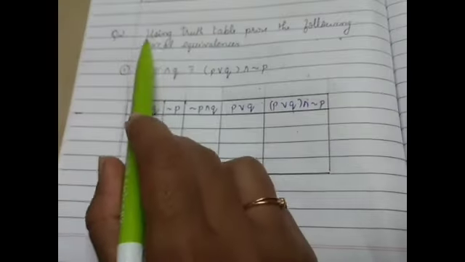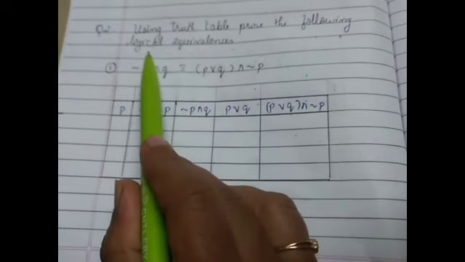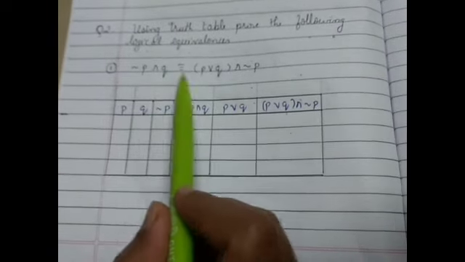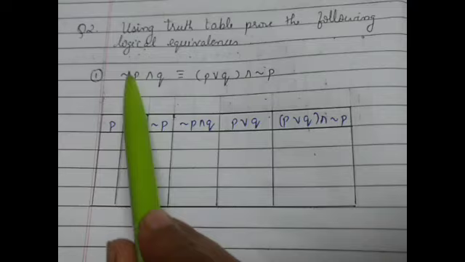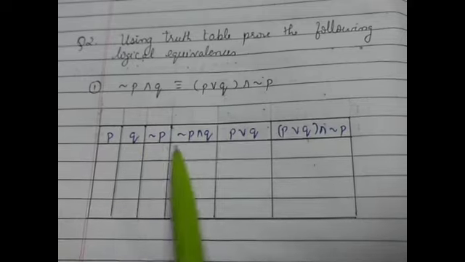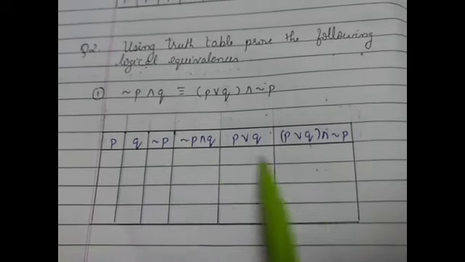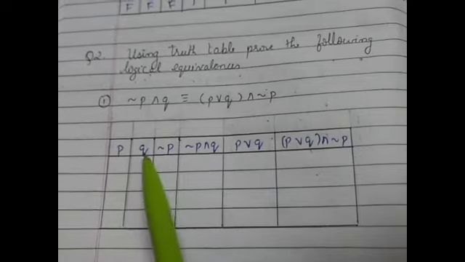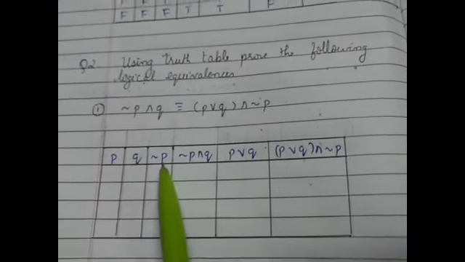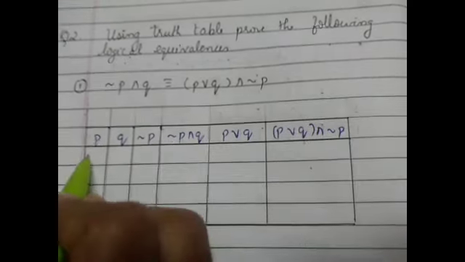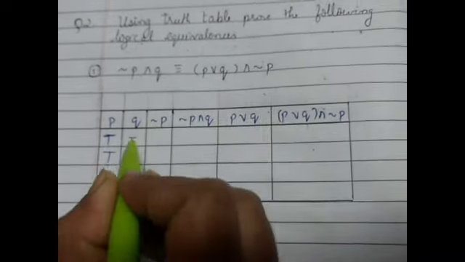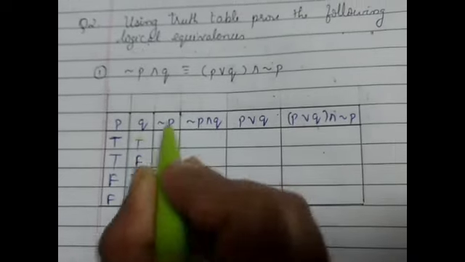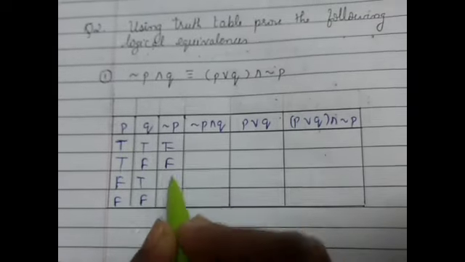Now question number 2. Using truth table prove the following logical equivalence. A given statement pattern is given. Here we have to prove that these two are logically equivalent, meaning both are equal. So we'll prove this by drawing the truth table. We'll first write P, Q. Negation P is present, so we'll write negation P. Entries of P as usual we know TTFF. Entries of Q are TFTF. Negation P means FFTT.